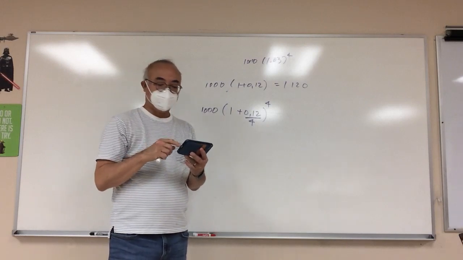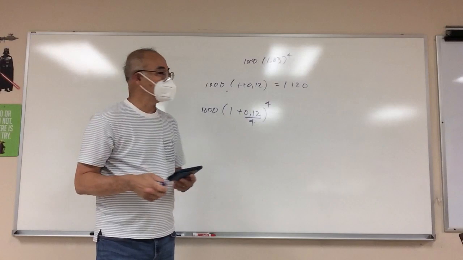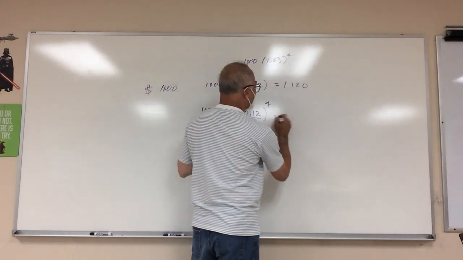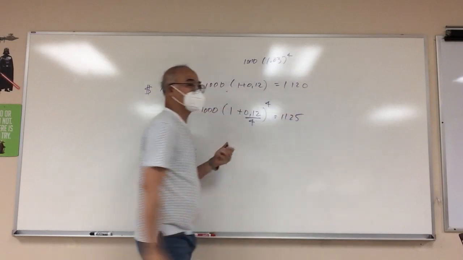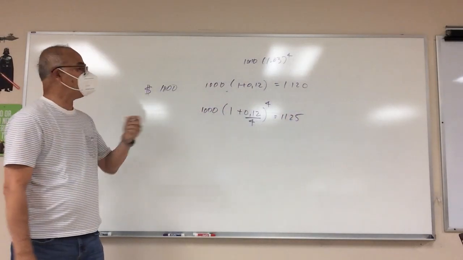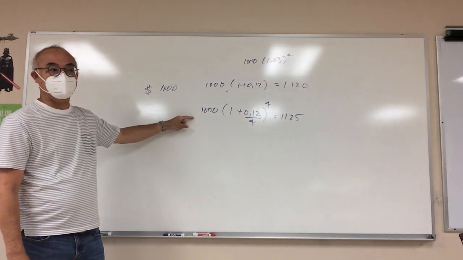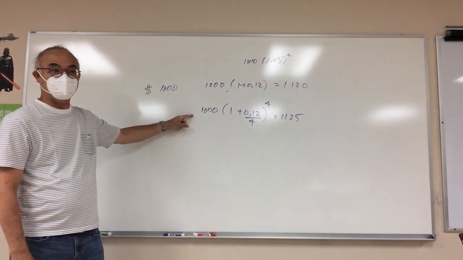What did you get? 1,125. Okay, good. So you're going to get 1,125. What happened? It got compounded. You got more money. More money is good, right?